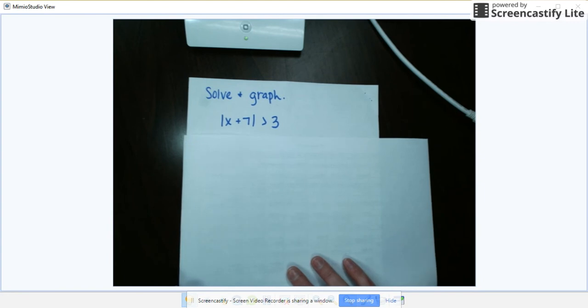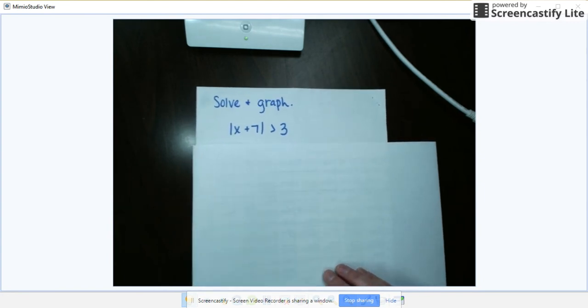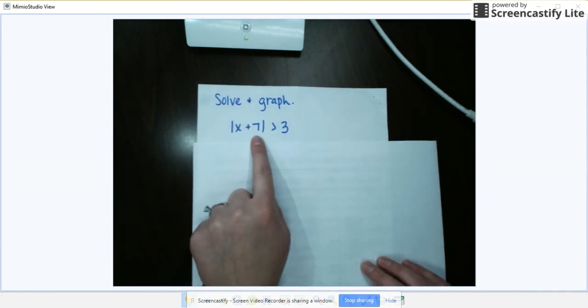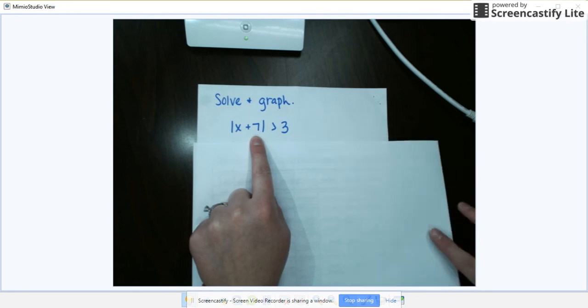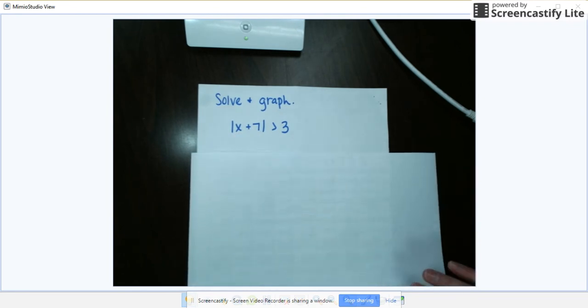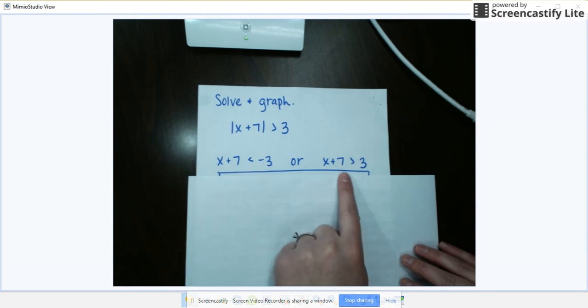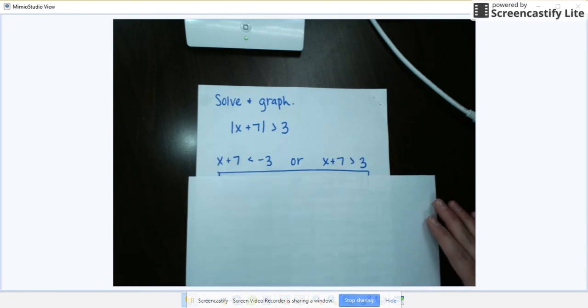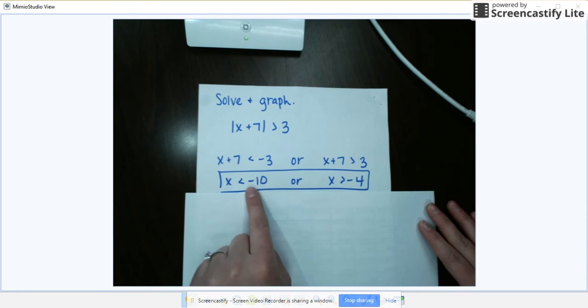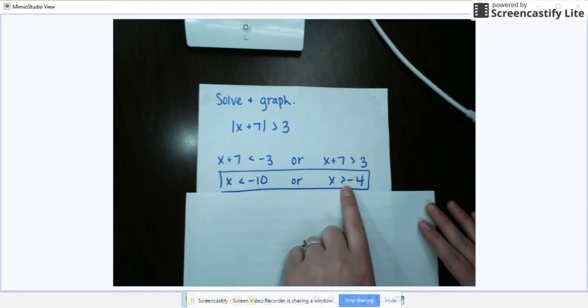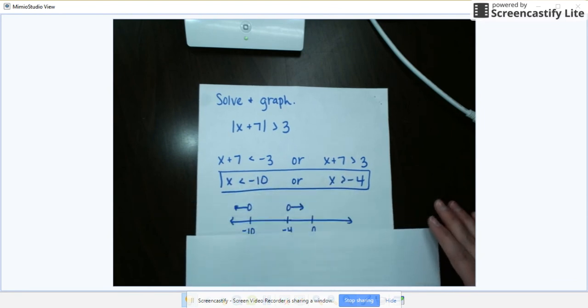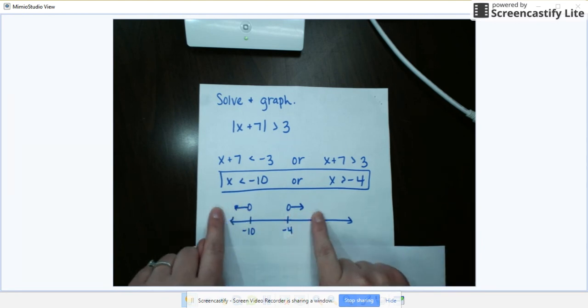Okay, and one last example, actually 2 more examples. Here we have one step inside of our absolute value bar, so we need to write our two equations. So x plus 7 is less than negative 3, or x plus 7 is greater than 3. That's just like our equations earlier in the lesson. So subtract 7, x is less than negative 10. If you subtract 7 over here, x is greater than negative 4. Graphically, it looks something like that. Remember, our graphs will always have arrows going in the opposite direction.